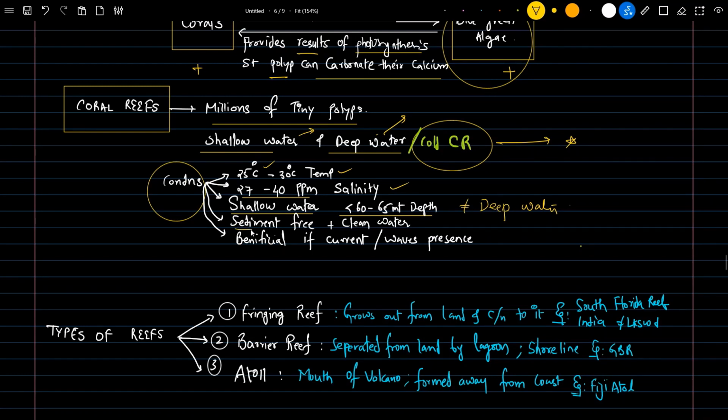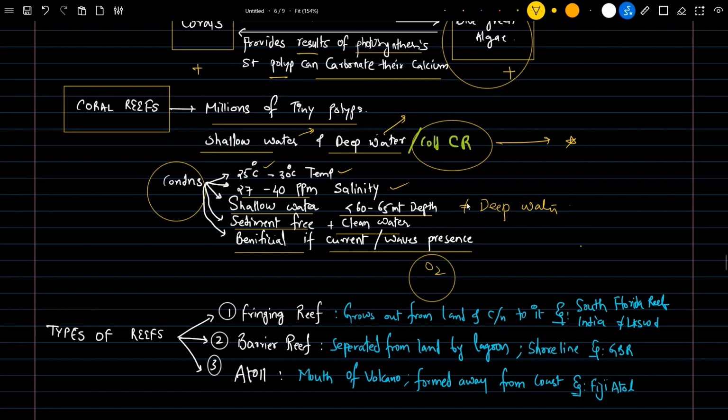The next condition is sediment-free, clean water. If there are more sediments, then the coral will die. So there should be a sediment-free situation and the water should be a little bit clean. Next, it would be beneficial for coral reef formation if there are little currents or waves, so that oxygen is distributed and easily available to them. That means easy photosynthesis can take place and the corals can flourish.